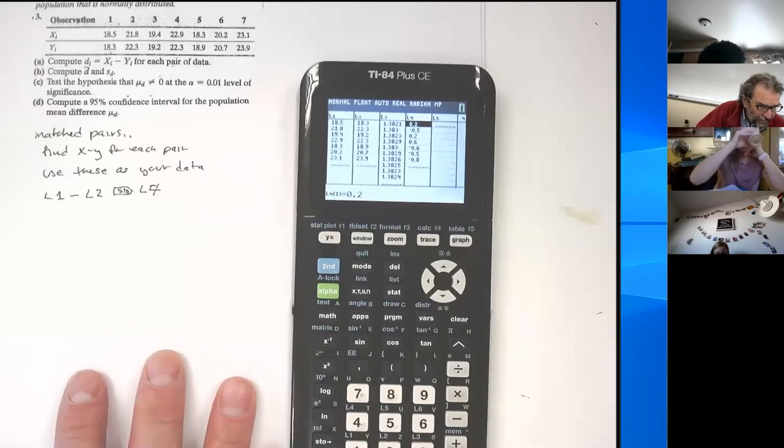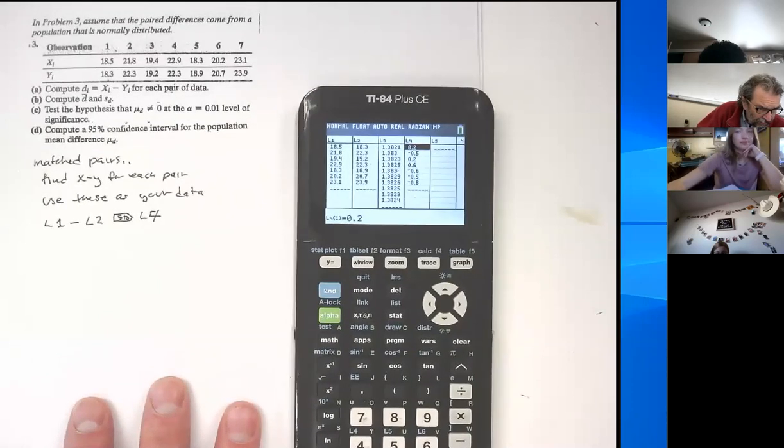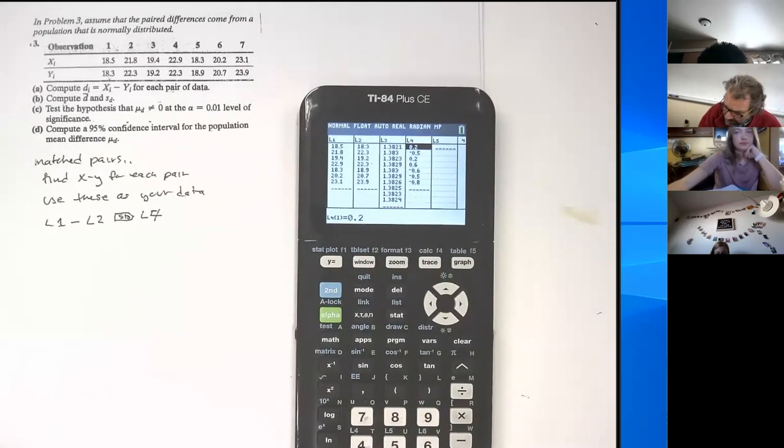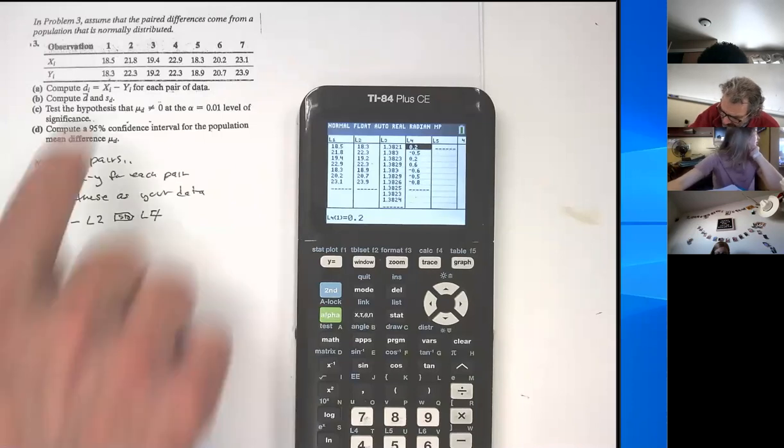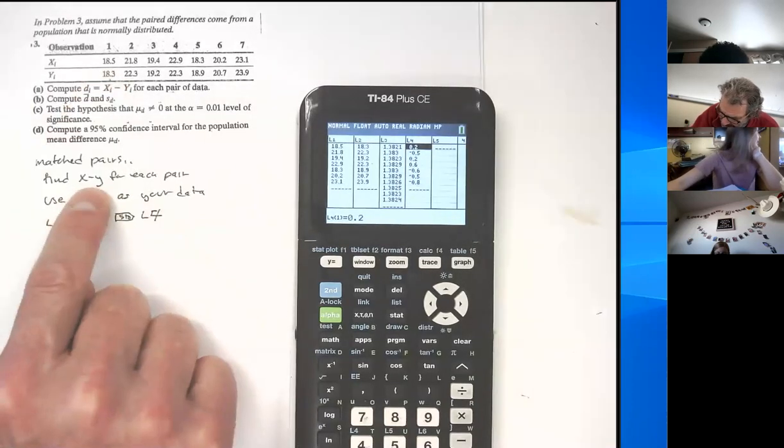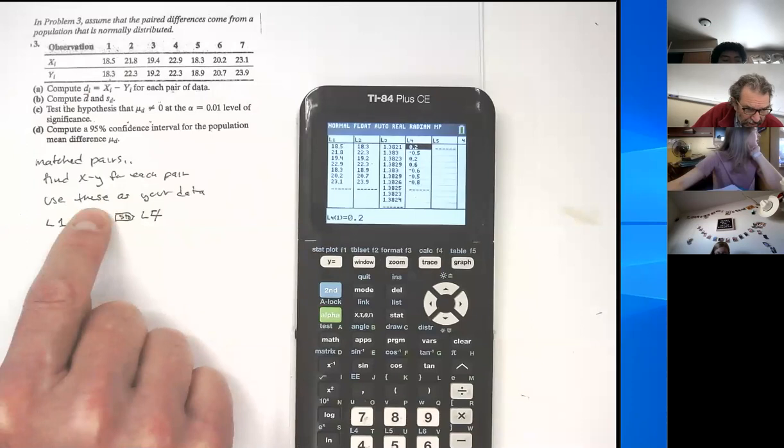So far, we've talked about the fact that this problem is a matched pairs design. And in matched pairs designs, you find the differences between the values in each observation. So one minus the other, so x minus y for each pair. Use those differences as your data.